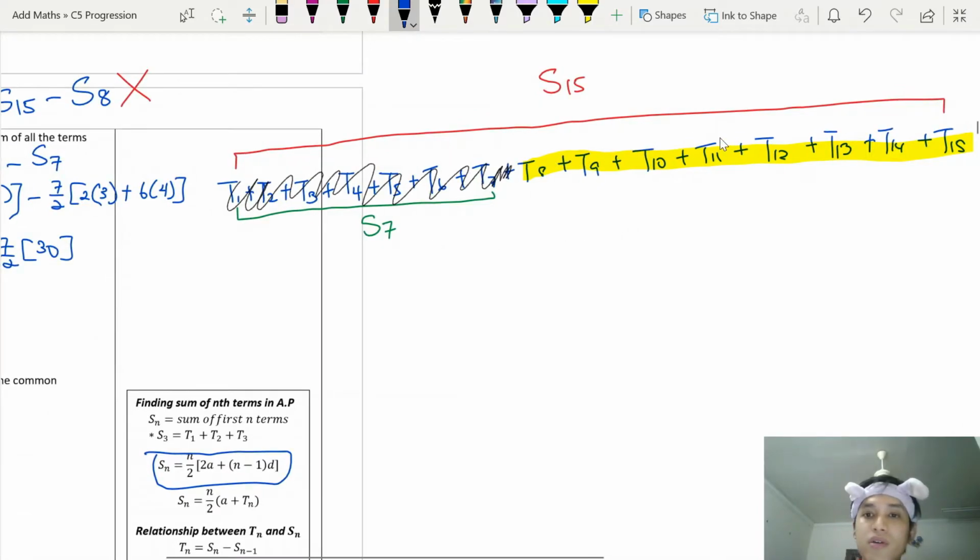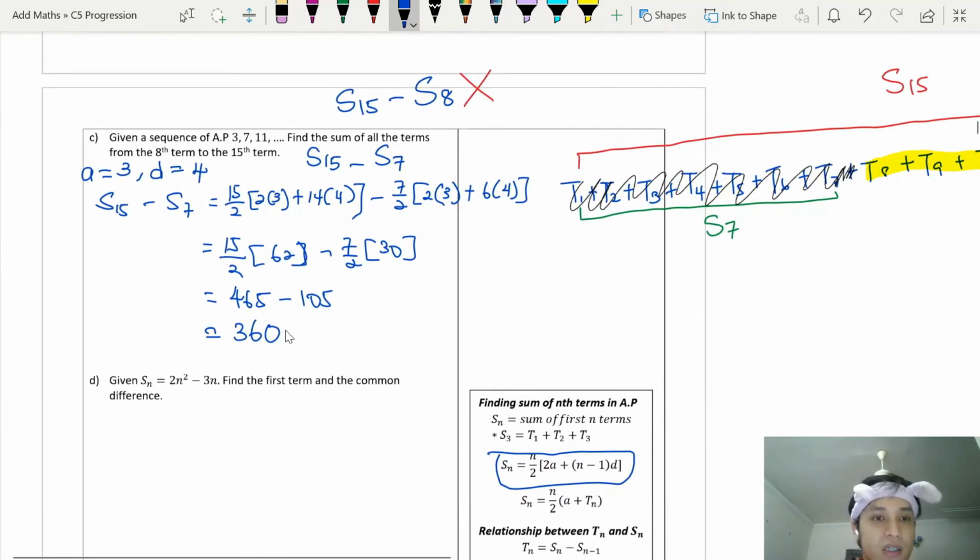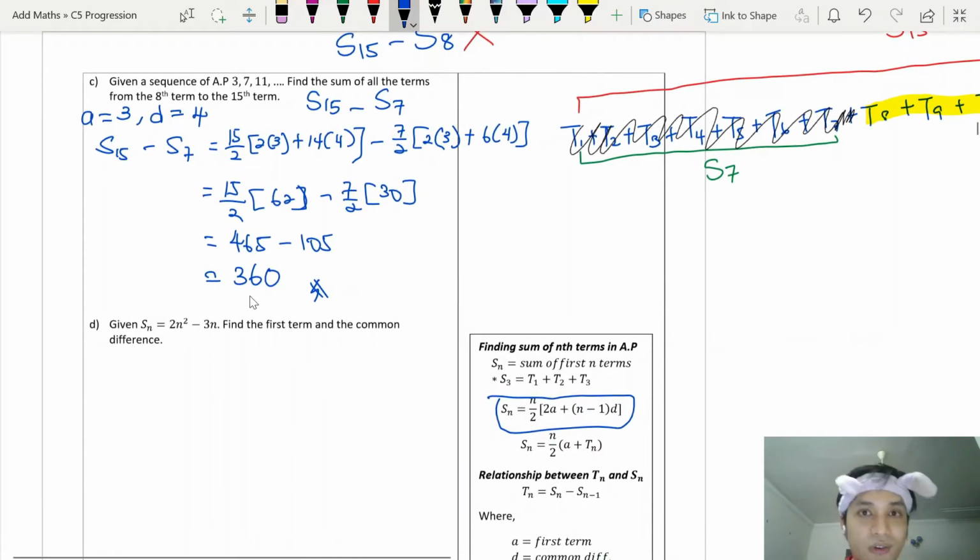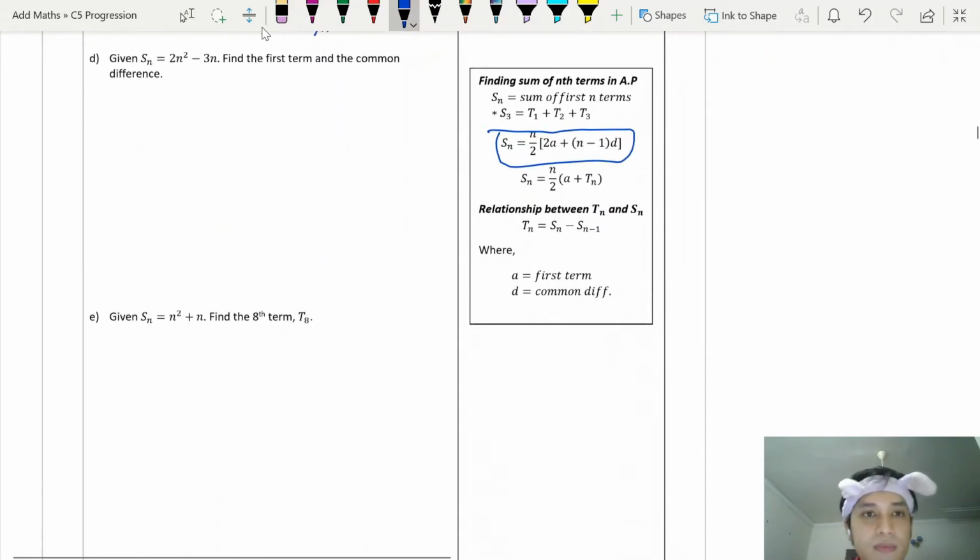Basically the concept is like this: you take the overall, you minus the part that you don't want, then you get the part that you want. So that will be your answer, unless of course I calculated wrong. Hopefully not. So 6 plus 56 is 62, correct, right? Okay, next one.